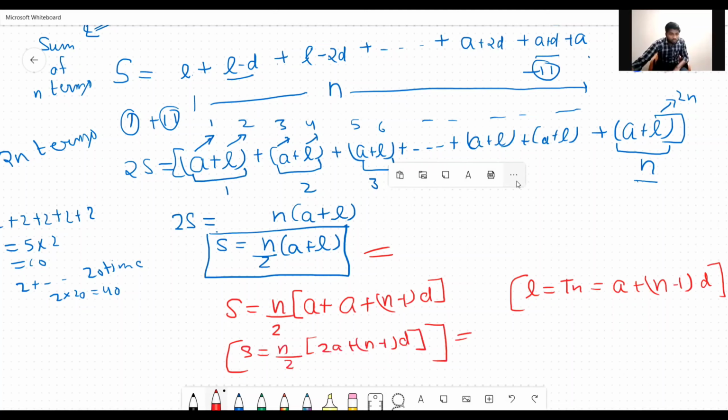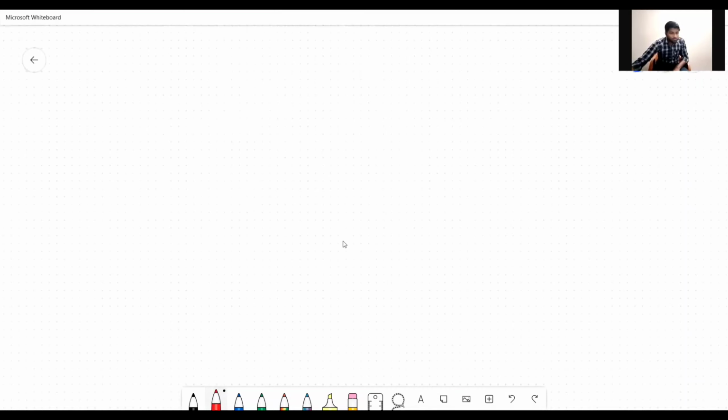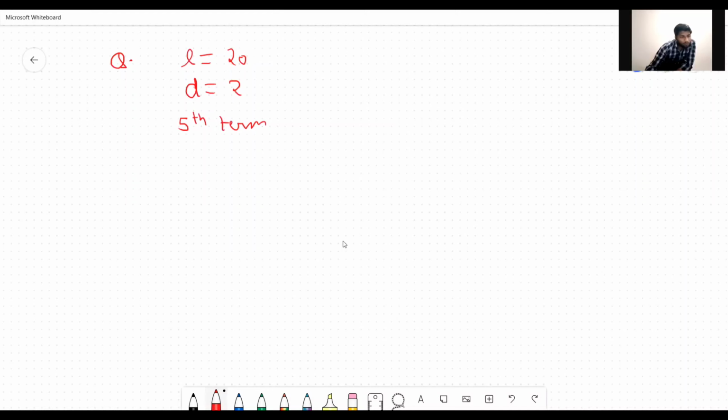Now we'll see a question. The last term of an AP is 20 and the common difference is 2. What will be the fifth term from last?